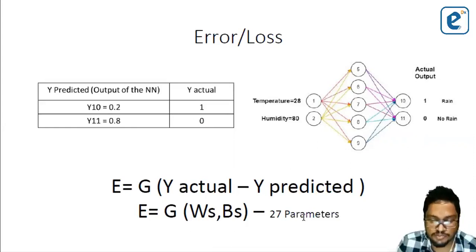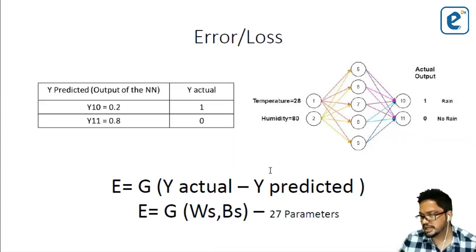So in order to minimize the error, we need to look at this, basically y actual minus y predicted. So in order to change the error, we can't change the y actual.